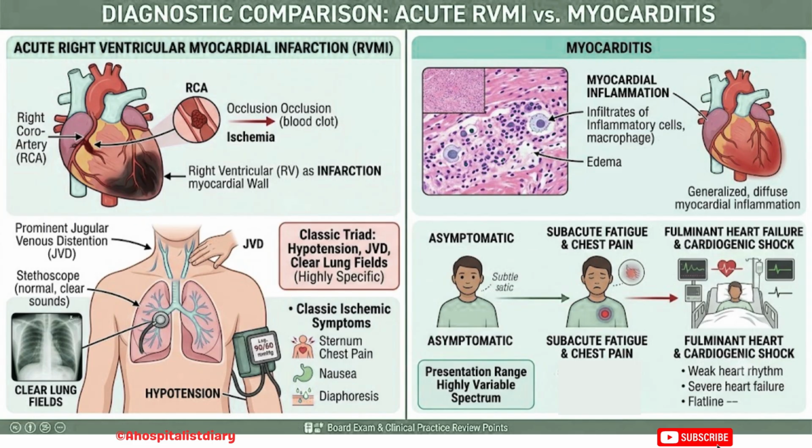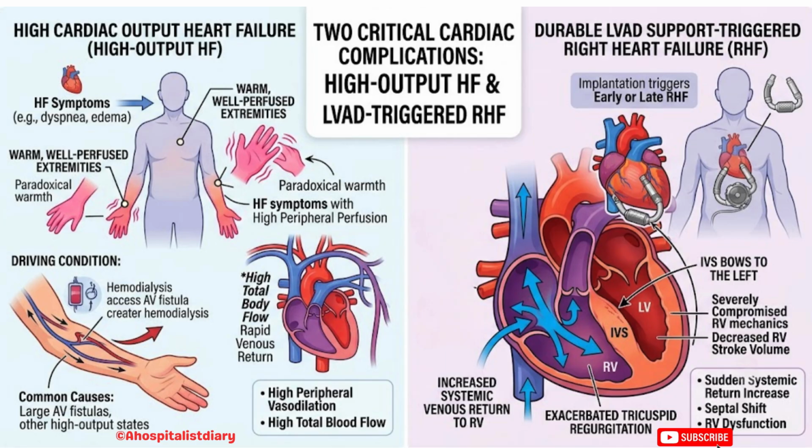High cardiac output states. Always suspect high output heart failure in a patient presenting with HF symptoms, but who, paradoxically, has warm, well-perfused extremities. This is especially common in patients with conditions that drive a high output state, such as large arteriovenous fistulas created for hemodialysis access.